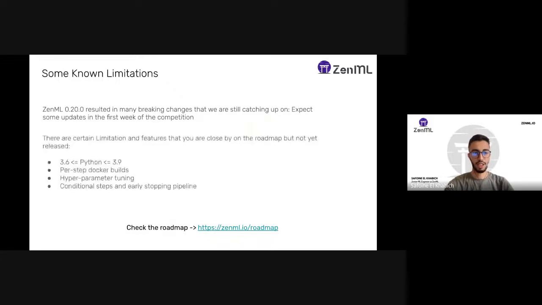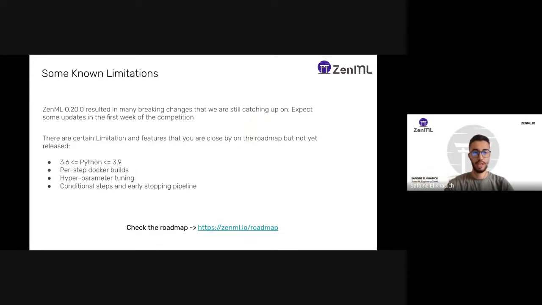There are actually some bits, some stuff that are not really done yet. And you can find more about this in our roadmap, but mainly ZenML right now works on Python 3.6 to 3.9. Another thing is per step Docker build, which is this orchestrator feature in ZenML that can build a Docker image for each step. The team is working on it, and it will be available soon.